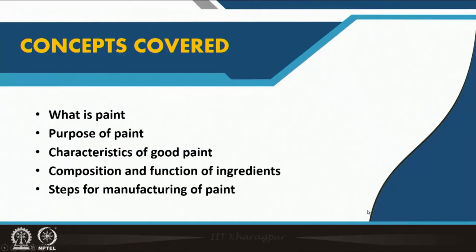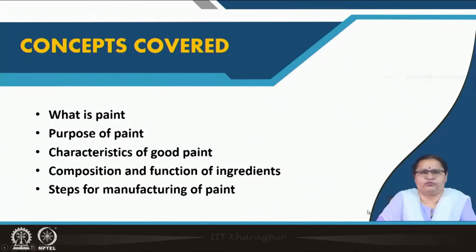So, if we ask what is paint, we have to learn what is the purpose of paint. We have to know when to call a paint a good paint, the composition and functions of the ingredients, what makes a paint, and maybe as we learned most of the materials, we will just go through the steps of manufacturing paint.